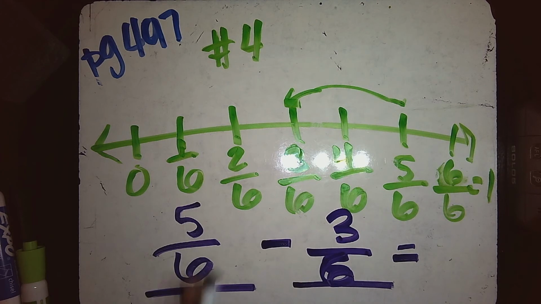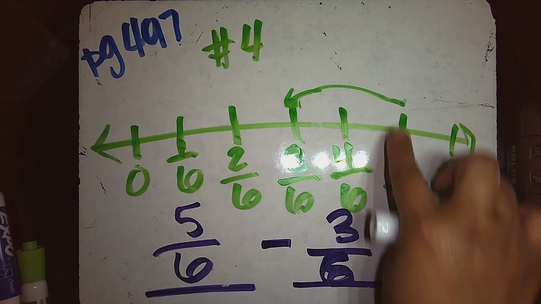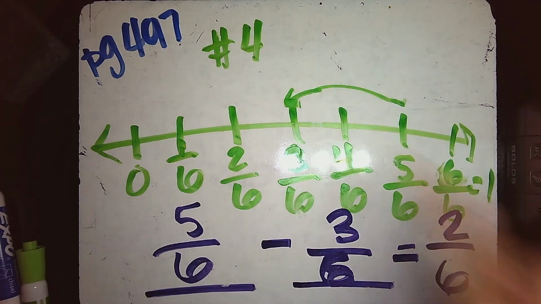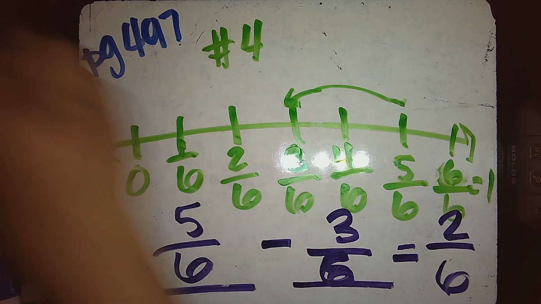So 5/6 minus 3/6 is 2/6, because 5 minus 3 is 2, and my denominators are the same, so I will just write it straight across. What I also can do is just count over. 1, 2, 2/6. I would get the same answer.